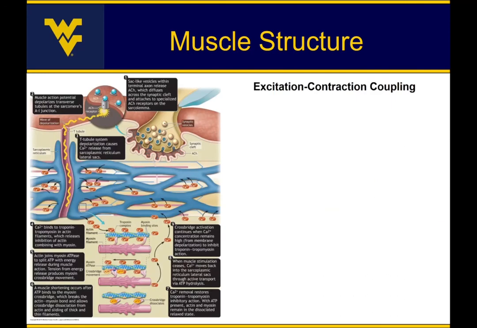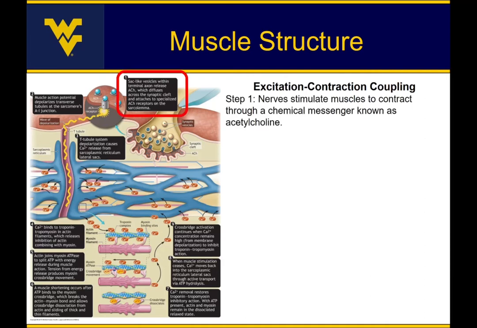In this figure, we see there are 9 individual steps that are needed to induce muscle contraction, and following contraction, induce muscle relaxation. In step 1, nerves stimulate muscles to contract through a chemical messenger known as acetylcholine. The chemical messenger acetylcholine ultimately is responsible for transferring the action potential from the nerve to the muscle fiber membrane.